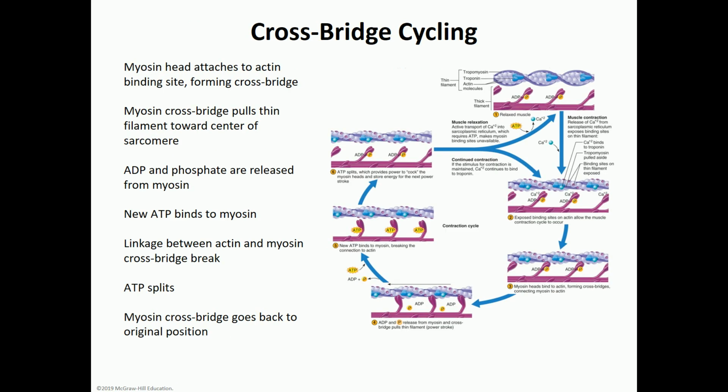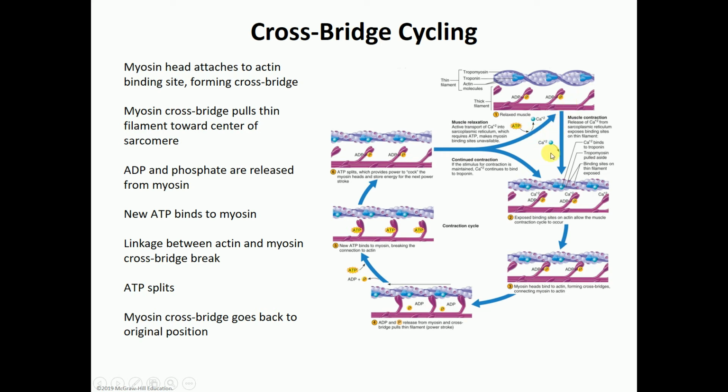You can see this whole scenario in this cycle, the cross bridging cycle, and we will start all the way up here. So this is at rest. At rest, you have your myosin head. There are the troponin and tropomyosin, and those are covering, again, the binding sites on actin.